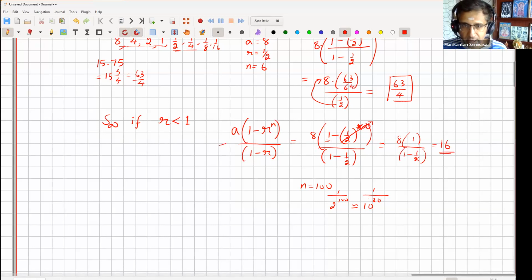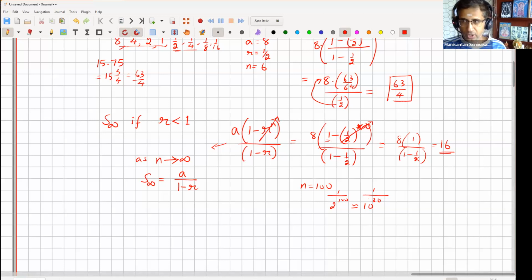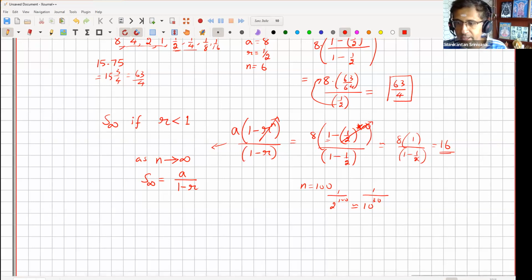Or more generally, as n approaches infinity, in mathematics, we use the word approaches, denoted by this arrow, as if it's heading towards. So as n approaches infinity, the S infinity is A by 1 minus R. The R power n vanishes, essentially. The long story short, R power n becomes so negligible that the numerator is practically A into 1. Okay. So far, so good. Amit, you with me completely on this?